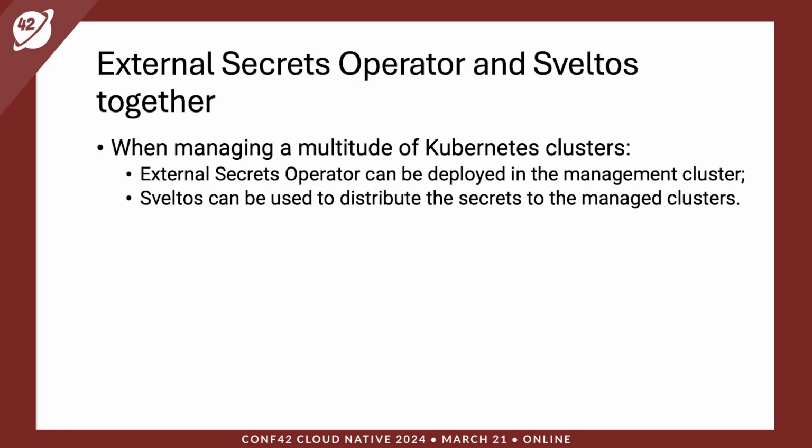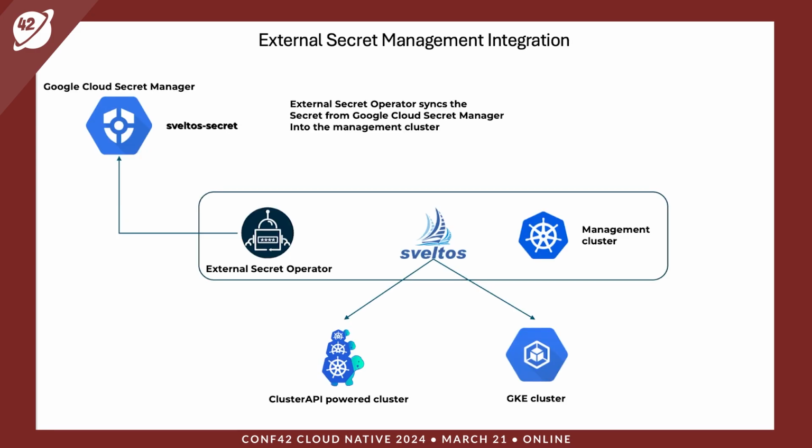So let's see how we can integrate the External Secrets Operator and Sveltos together to efficiently manage secrets in a fleet of Kubernetes clusters. Well, it's very easy to do. We'll start by creating one management cluster. And in this management cluster, we'll deploy both Sveltos and the External Secrets Operator. Then, in this example, we have two managed clusters, one GKE cluster and one Cluster API powered cluster.